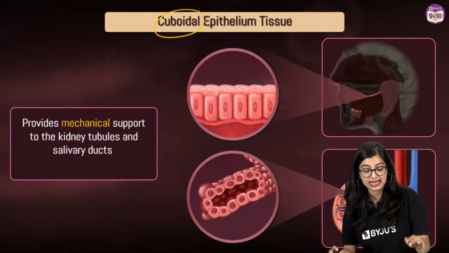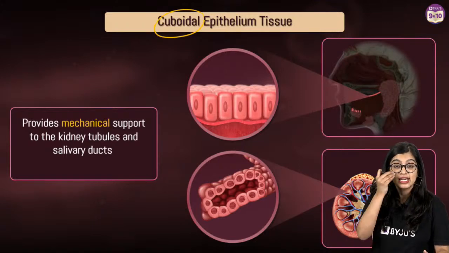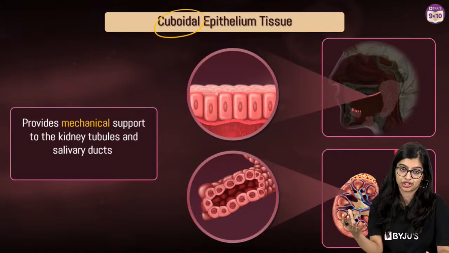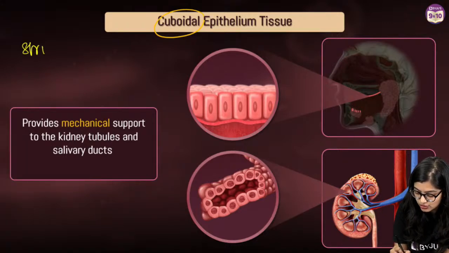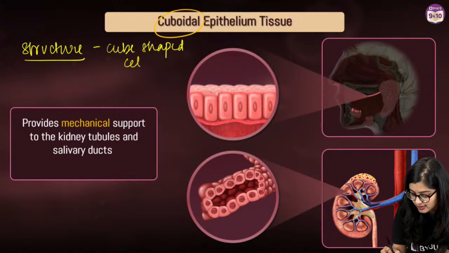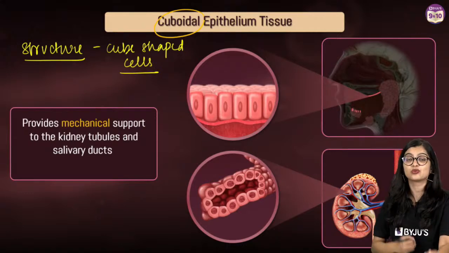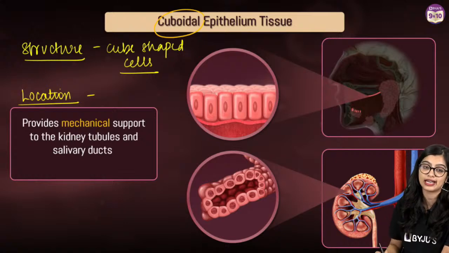Very good. That means that they have a cube-like structure, they are cube shaped or cuboid shaped. So in this particular case, when we look at its structure, we see that they are made up of cube shaped cells. Now the next question is, where do we find them? Next is the location. Where will I find my cube-shaped cuboidal epithelium?